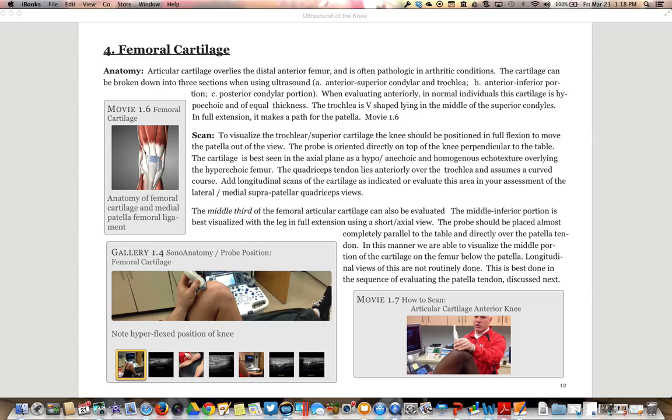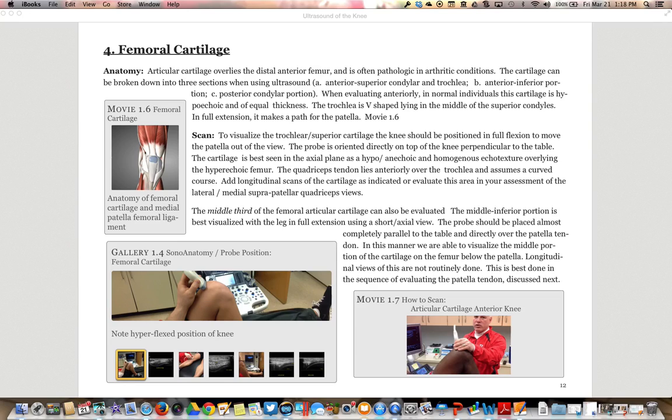The cartilage can be broken down to 3 sections when using ultrasound: an anterior superior portion with the trochlea, the anterior inferior portion, and the posterior condylar portion, which we'll look at in the posterior aspect of the knee. When evaluating the anterior portion, in normal individuals, this cartilage is going to be very hypoechoic and of equal thickness. The trochlea is a V shape lying in the middle of the superior condyles. In full extension, it makes a path for the patella.